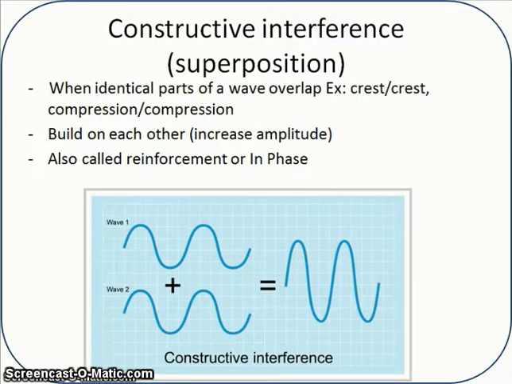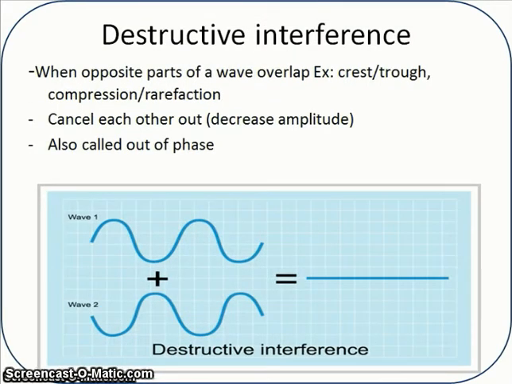A good example of when you might notice this is, suppose these were two sound waves coming from a speaker. Well, you would hear one sound, but if you hear a second sound coming out of a second speaker, it could sound louder. Well, that's constructive interference, where the two sound waves build each other and become a louder sound. All right, the second kind is destructive interference.